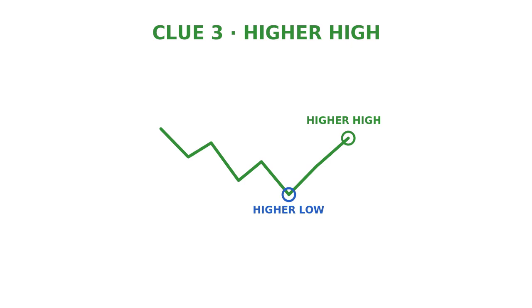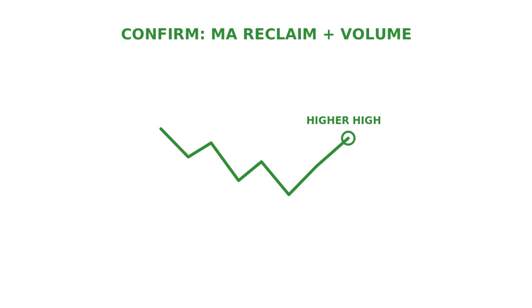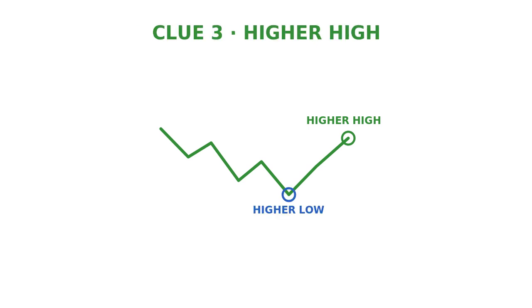Two more confirmations stack on top. The price often reclaims a key moving average, climbing back above, say, its 50-day line, which had been trapped below the whole way down. And volume tends to swell on the up days, telling you real buyers, not just a lack of sellers, are stepping in with conviction. Trendline break, higher low, higher high, moving average reclaimed, volume confirming. That is a textbook change of character.